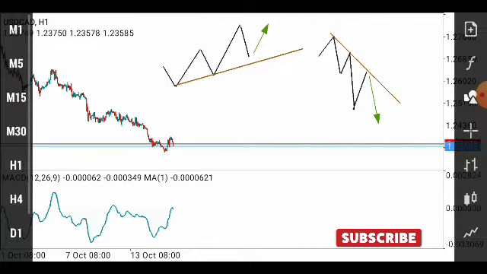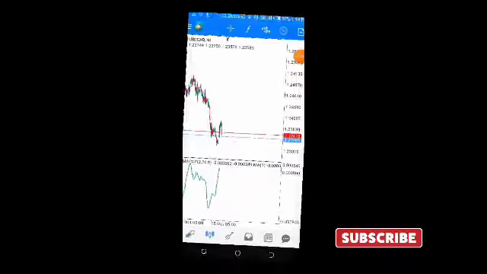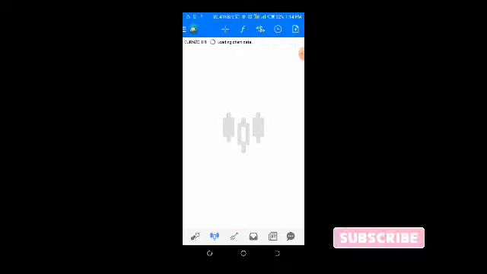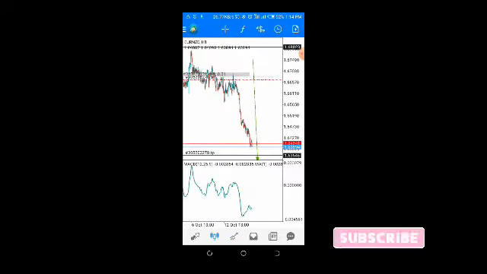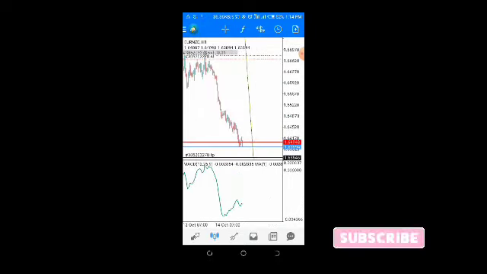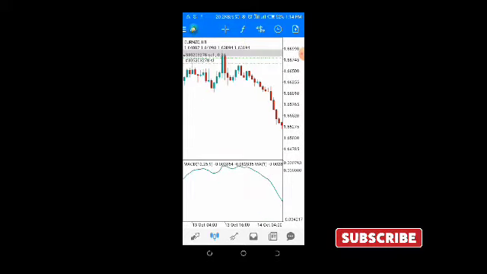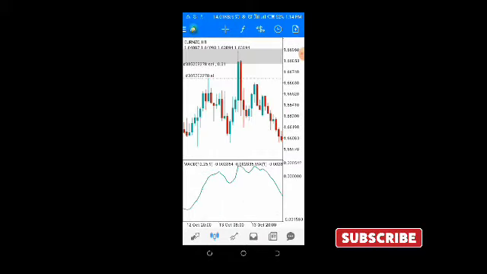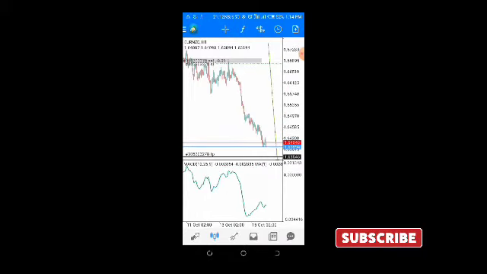This is a tiny profit, yeah, but look, it's a big move I caught. It's a big move going somewhere around here, and boom. And this is the 1 hour time frame. It's not 5 minutes. Yeah, we trade.